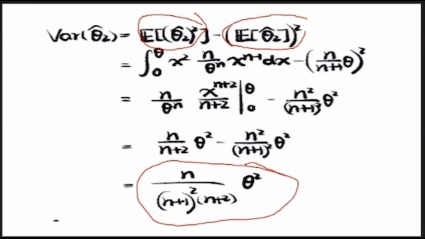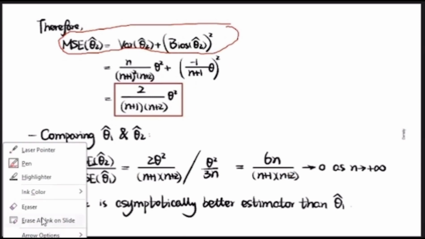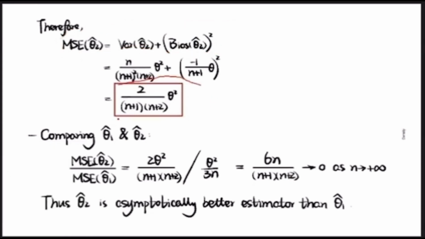Now, theta cap 2 is a biased estimator, so I need the mean square error. You remember there's a formula: I put the variance that I got plus the square of the bias. And what do I have now? This is what I have as a mean square error.